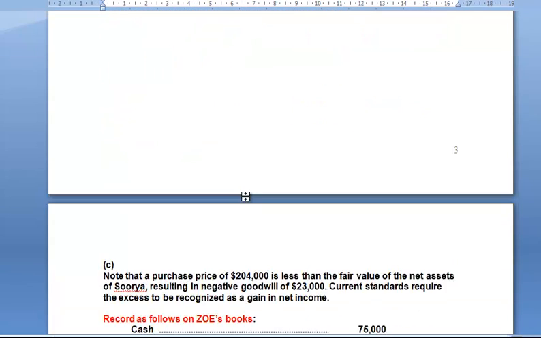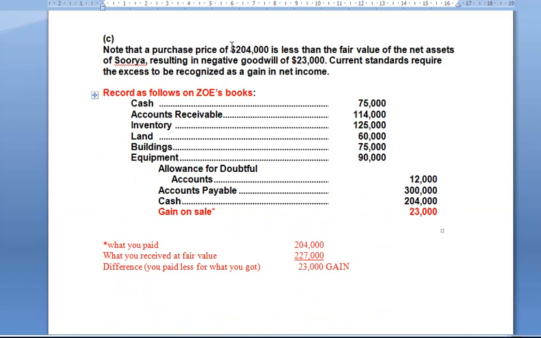Okay, now in part C, this is the actual question, let's assume you had a purchase price as Zoe of $204,000. Because that's less than the fair value of the net assets acquired, you're going to have negative goodwill of $23,000. Now, any negative goodwill is considered a gain in income under the current standards. So this goes directly into income.